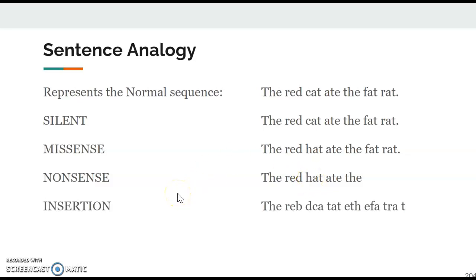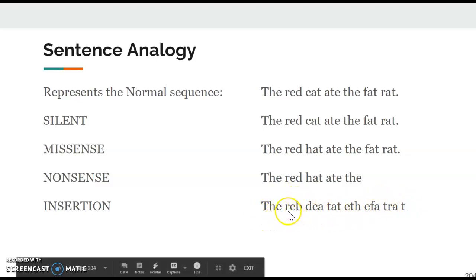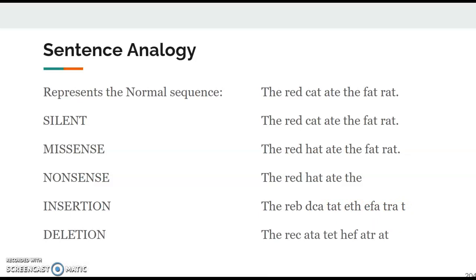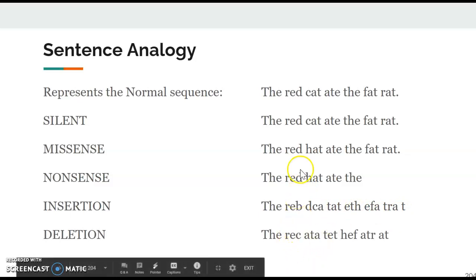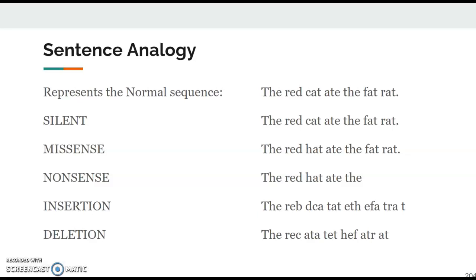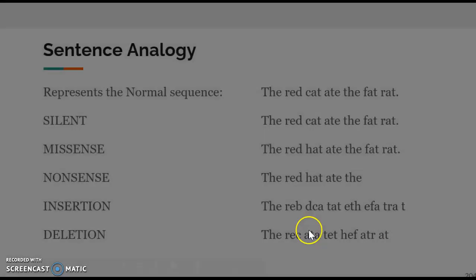In an insertion, you put in something else. So here we put in this B, and it completely changes everything, as you can see. Now we have the reb, tat, effa. And then in a deletion, we take out that D, we've lost this D, so now we have REC, ATA, TE, and so on. So that's the analogy if it were a sentence. And then you guys are going to actually do some practice in class. All right, that's that. Told you it was going to be short.